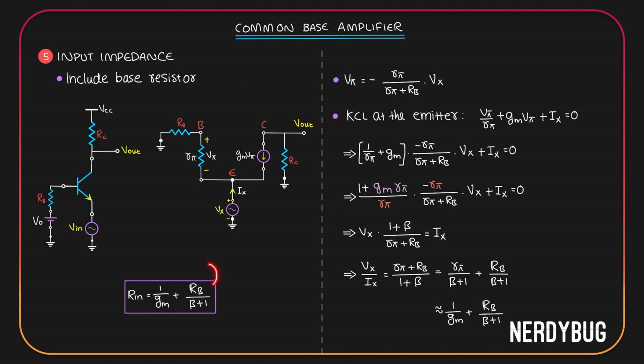Again, what if Rb is 0? If Rb is 0, this term will be gone and input impedance will go back to 1 by Gm. Now this result is kind of analogous to when the common emitter amplifier had a resistor at its emitter. In that case, the input impedance was R pi plus Re multiplied by beta plus 1.